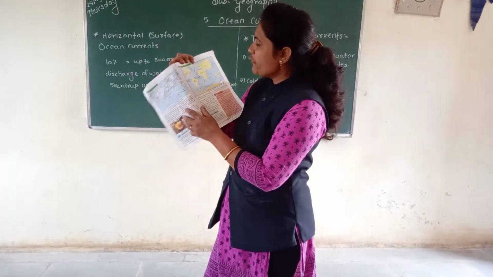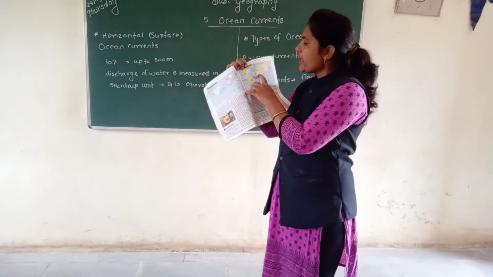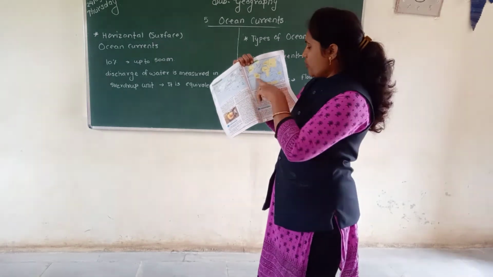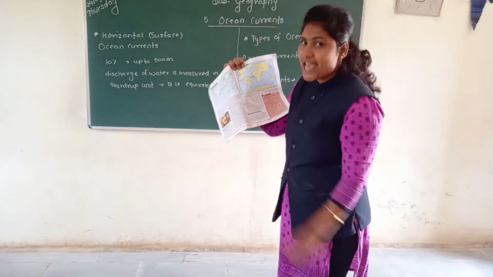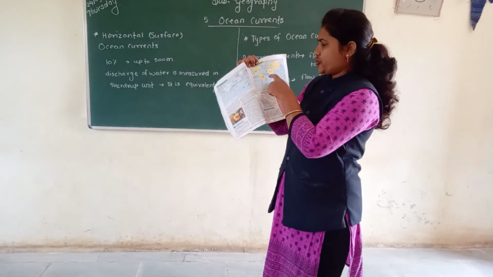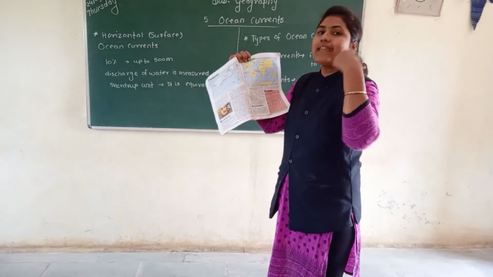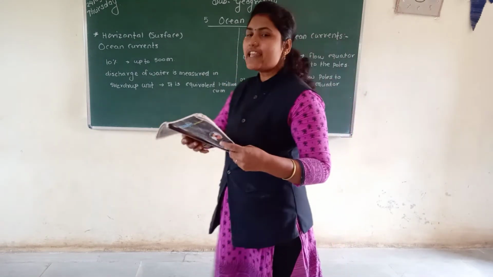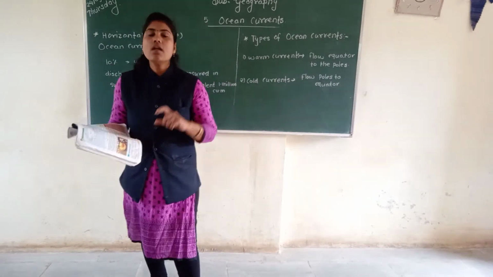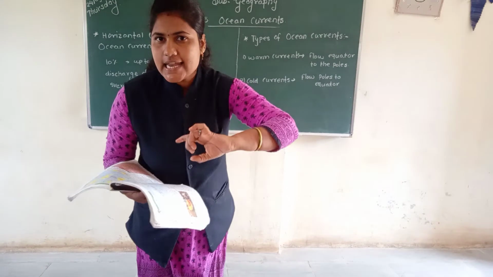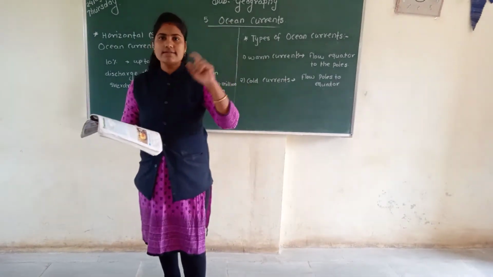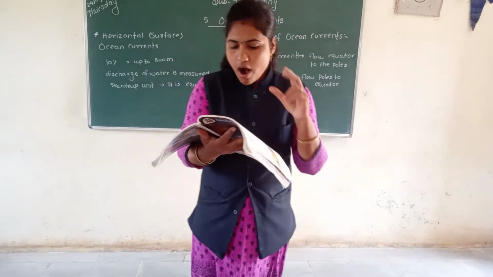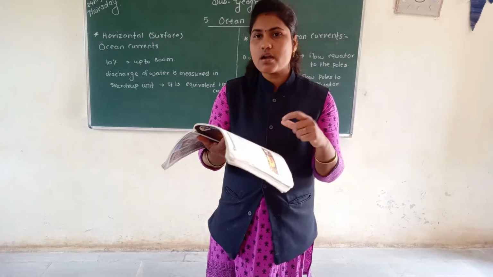The currents move in circular motion. If you see the northern hemisphere, the currents start moving in a clockwise direction, and in the southern hemisphere the currents move in an anti-clockwise direction. Got it? If you see the arrows, they tell us that in the northern hemisphere the currents flow clockwise, and in the southern hemisphere all currents flow anti-clockwise.